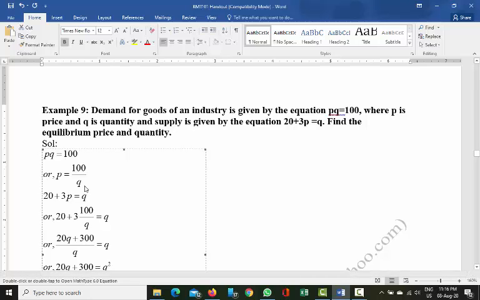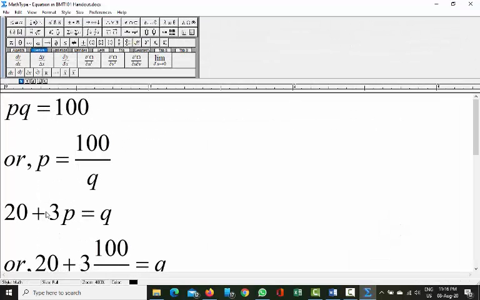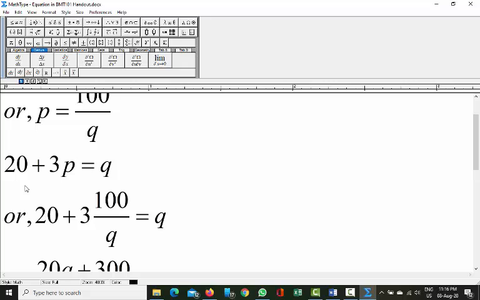Remember, at the equilibrium point, demand is equal to supply. From the first equation we got PQ is equal to 100. So P is equal to, if you move Q to the right hand side, 100 divided by Q. In the second equation we have 20 plus 3P is equal to Q. This is the supply equation.